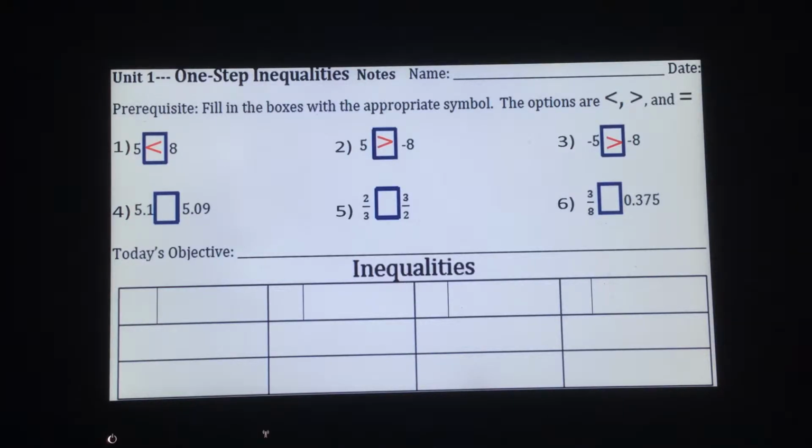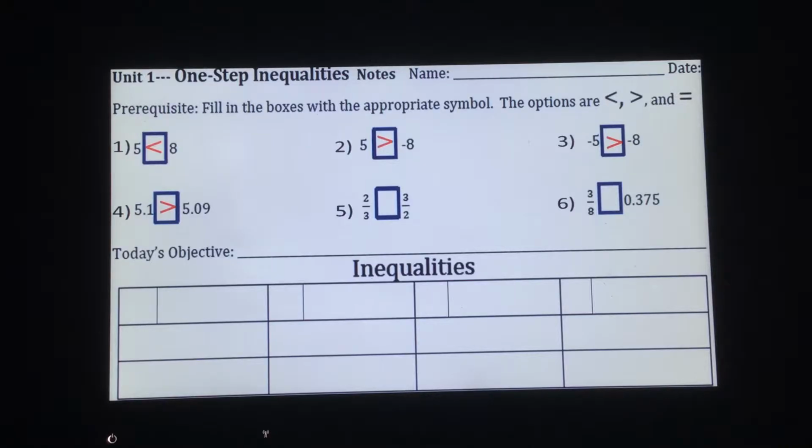Now for number 4, we have 5.1 and then 5.09. Even though 9 is bigger than 1, we actually have 0.1, and 0.1 is bigger than 0.09. So just think of this as money again. Would it be more money if you had $5.10 or $5.09? It would be more if you had $5.10.